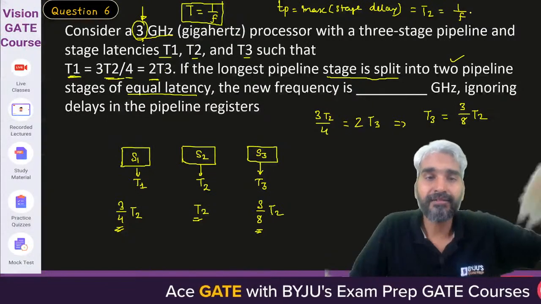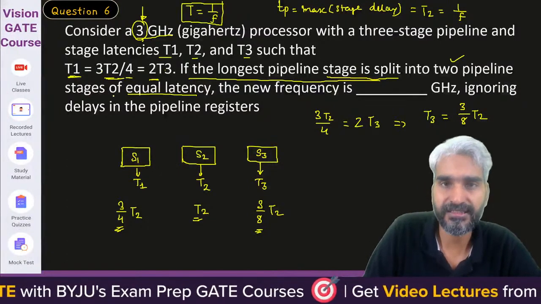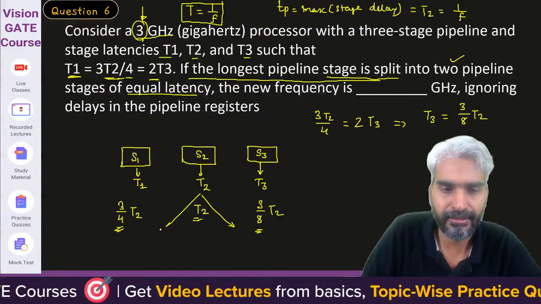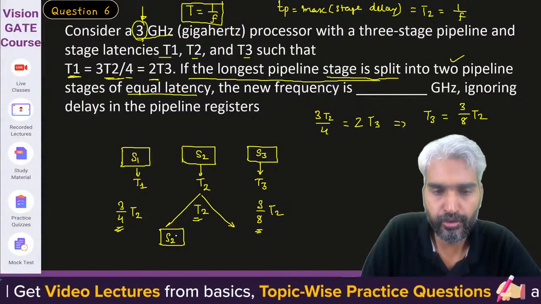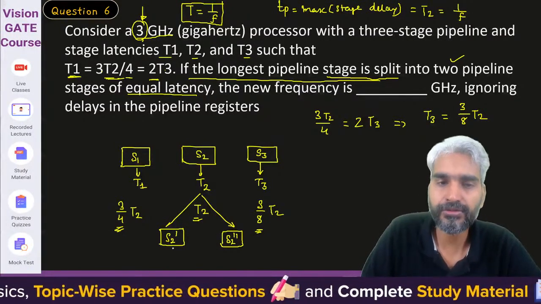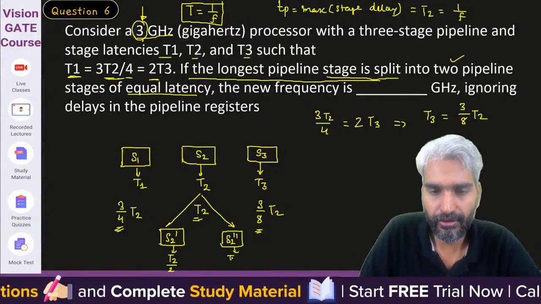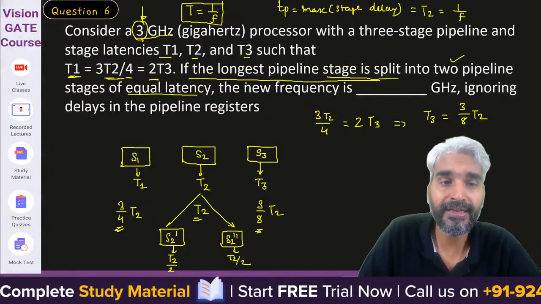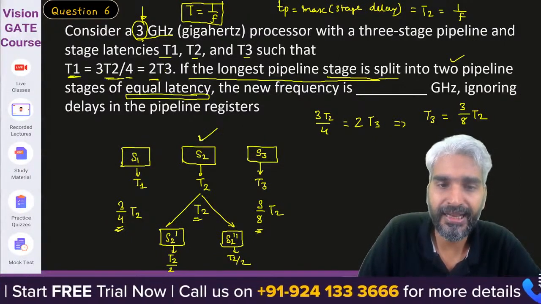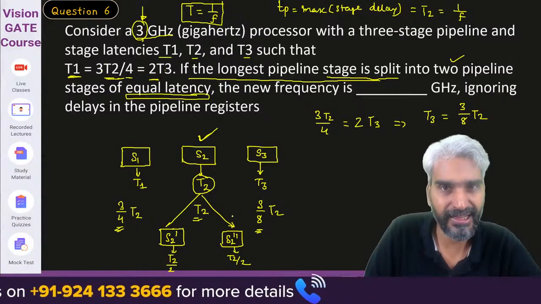Now it is saying that if the longest pipeline stage is split into 2 pipeline stages, so S2 will eventually get split into 2 stages. Let's say S2 dash and S2 double dash. The time for this will be T2 by 2 and the time for this will also be T2 by 2. Why? Because of 2 pipeline stages of equal latencies. Earlier we used to perform the task of stage S2 in T2 time. Now we are dividing it into 2 parts, so each one of them will take half the amount of time.